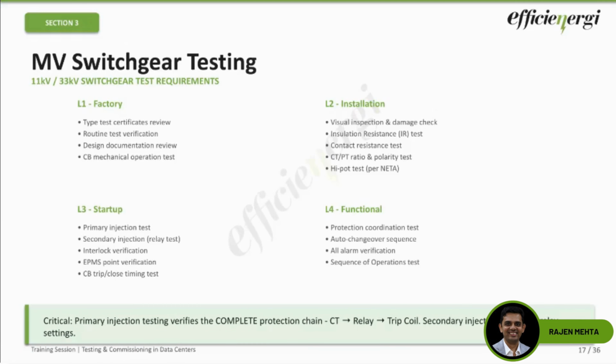And here it's important that primary injection testing verifies the complete protection chain from CT, relay, trip coil, and so on, whereas secondary injection tests only the relay settings at times. So that's the difference between a primary and secondary injection.